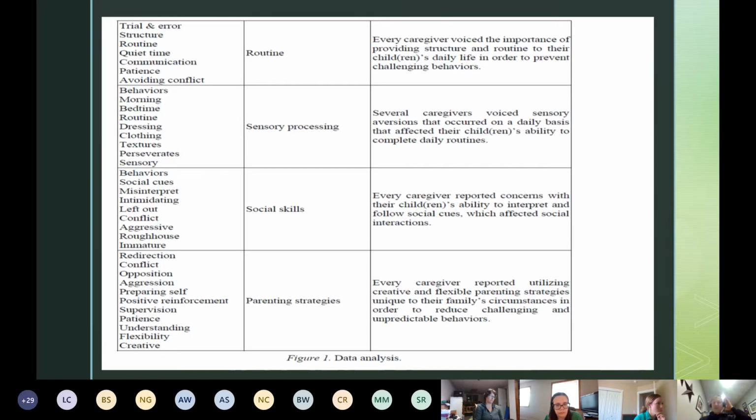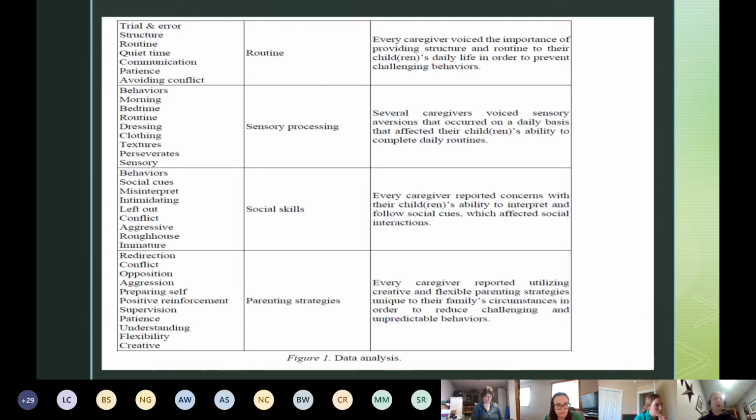This particular editor of this journal wanted me to quantify, which is so not qualitative, but they wanted me to quantify exactly how many caregivers voiced the importance. And so that's where you're seeing every caregiver voice the importance of providing structure and routine to their children's daily life in order to prevent challenging behaviors. Okay, so that's the thematic statement that I came up with. Behaviors, morning, bedtime, routine. Again, you do see some of the same codes, right? You do see some of the same codes, but what's the underlying meaning of some of those codes also?